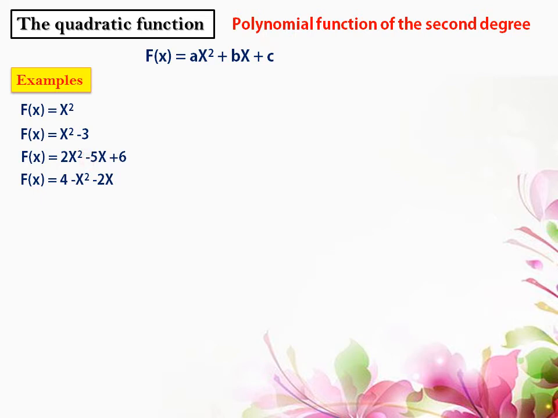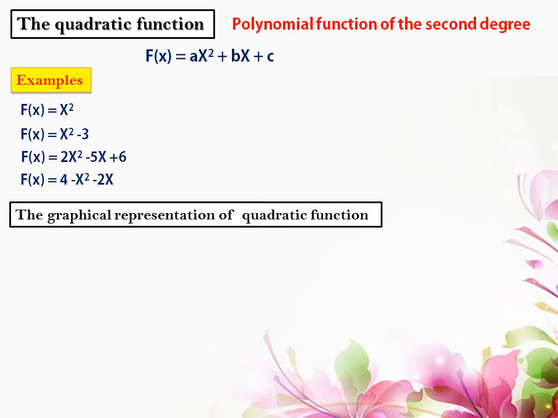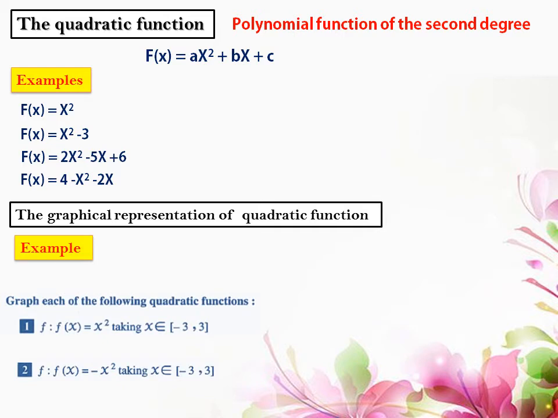Now let's study the quadratic function and its graphical representation. Let's understand it by an example. Graph each of the following quadratic functions. Number 1, f of x equals x power 2, taking x belongs to the closed interval negative 3 and 3. Now we have the givens in this example. The rule is x power 2 and the interval negative 3 to 3. So x belongs to negative 3 and 3 means that the domain of the function is all the values of the interval negative 3 to 3.